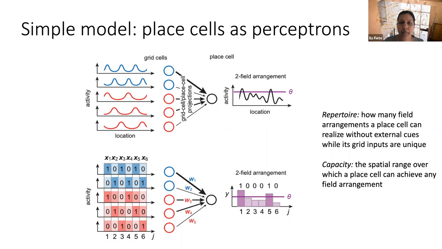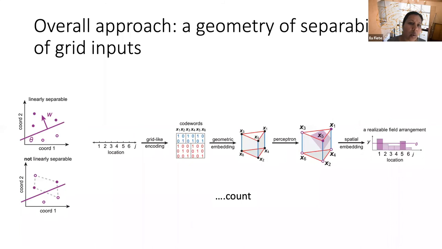Let me outline the way that we can attack this problem. Because this is just a perceptron problem, we know how to do capacity calculations for perceptrons. This is exactly the calculation that we want to do, like Cover and Thomas. But the complexity here is that now the inputs, instead of being in general position or random position, are structured inputs. The inputs are in very specific locations in the input space because the grid cell response is periodic, and with different periods.